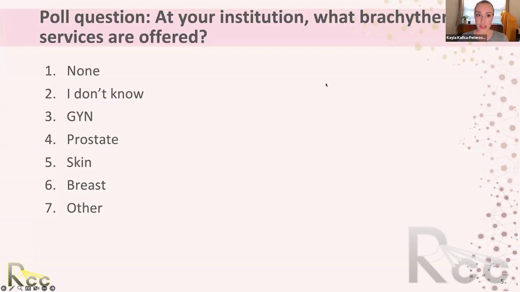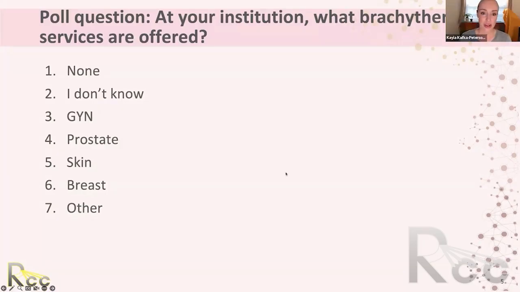The first poll question is here. I want to know, for those in attendance, if you have at your institution brachytherapy, and if so, what type? The options are 1, none, 2, I don't know, 3, GYN, 4, prostate, 5, skin, 6, breast, or 7, other.